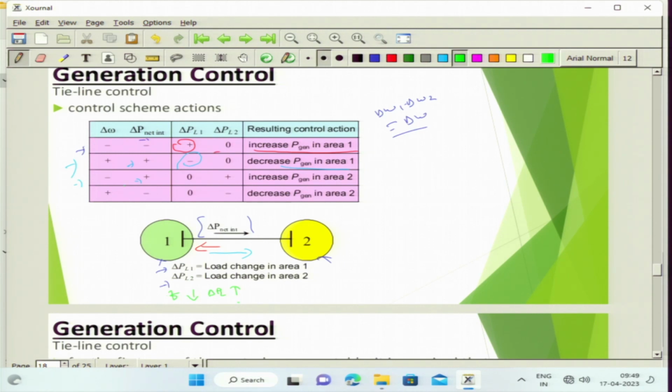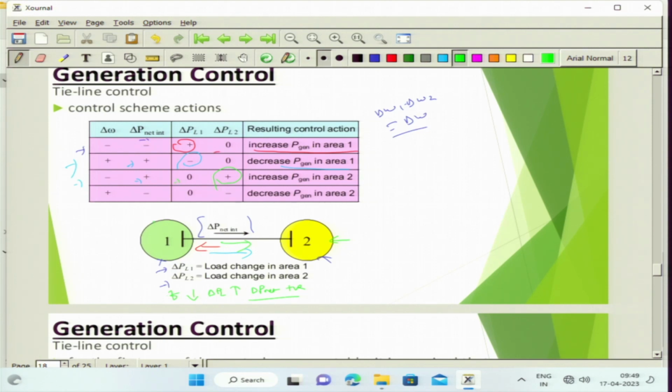Now we need to identify, and we have understood that delta P net is positive. That means power flow is happening in this direction. So what is happening? There is an increase in load at network 2, because frequency is decreasing from the network 1 perspective. There is an increase in load somewhere, but power flow is happening from network 1 to 2. That means there is an increase in load at network 2. That is what we have mentioned: delta PL2 is positive and delta PL1 is 0.